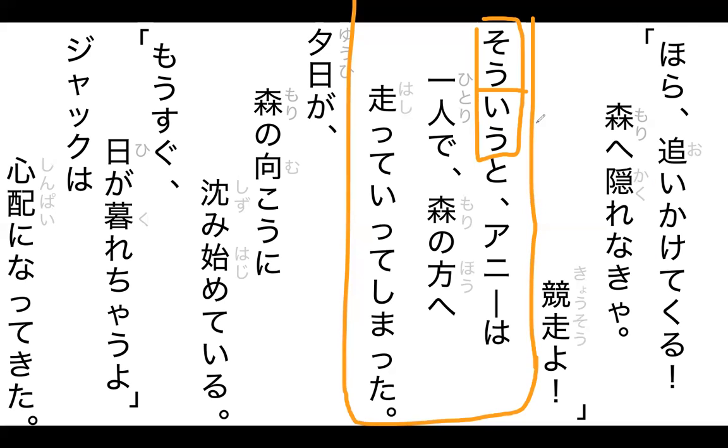So basically, she says, "Hora, oikakete kuru mori no kakure nakya kyoso yo." That's what the so part is. That's what you said. So because of this, so yu to becomes so yu as a sentence and to as the particle between two sentences. You know what that to is? It is not the same to as in between two nouns. Yeah, it's almost the same, but between two sentences.